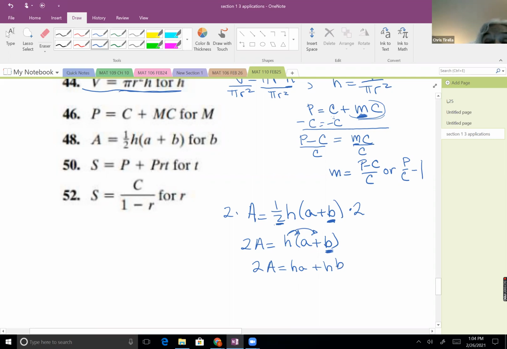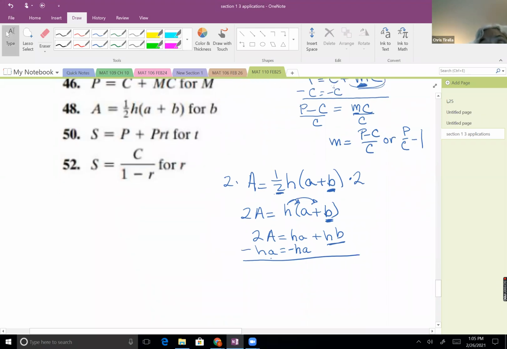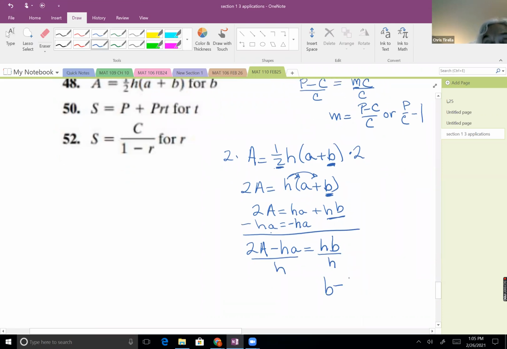Now it's kind of like the one we did previously. First, we have to get that b term alone. So I'll subtract ha from both sides. Be careful. If it's a lowercase a and an uppercase A, it's case sensitive. We're not going to treat them like the same variable. So those are not like terms. I have 2A minus ha equals hb. And then to get b alone, wouldn't we divide both sides by h? Leaving me with b equals 2 big A minus h times little a all over h.